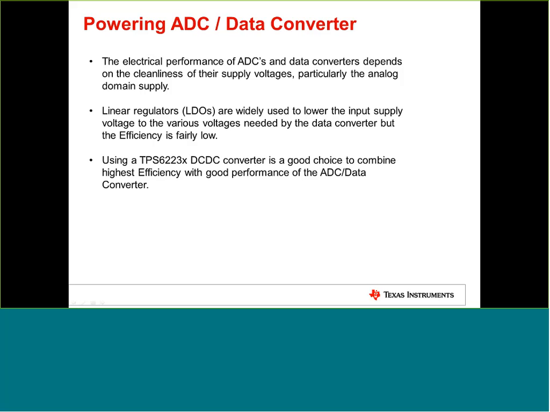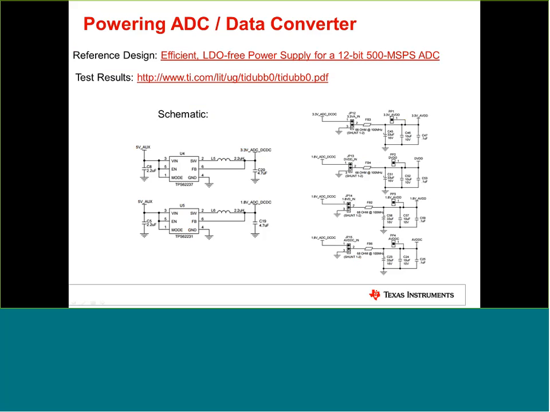What I want to show is that using a TPS62230 DCDC converter is really a nice choice to combine the highest efficiency of the DCDC with still really good performance of the ADC or data converter. What we have for this, you can see here. We have an existing reference design on the web, so you can just click on the link provided here, and also some documentation on the link for the test results.